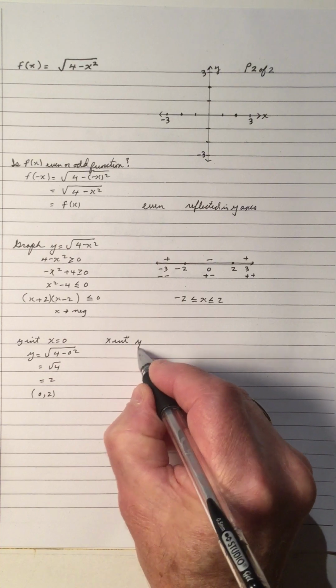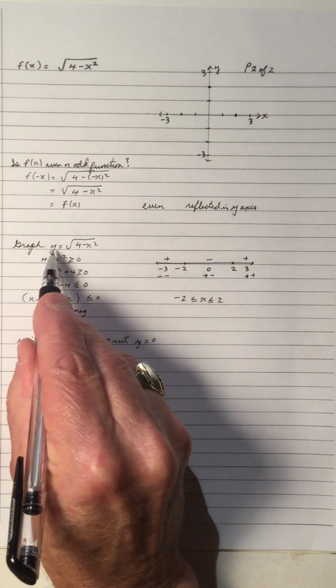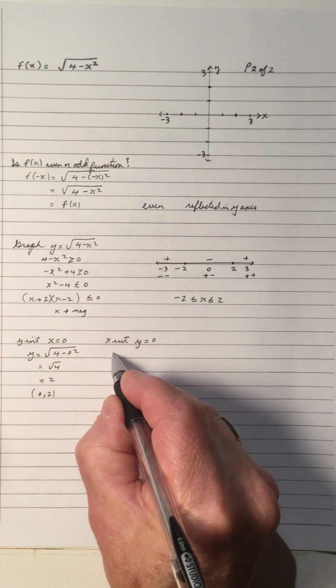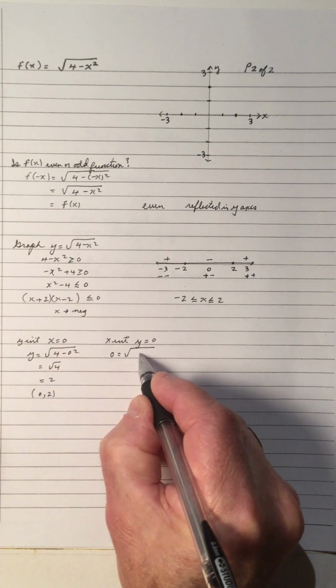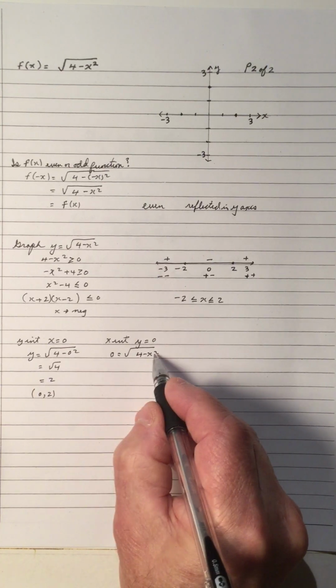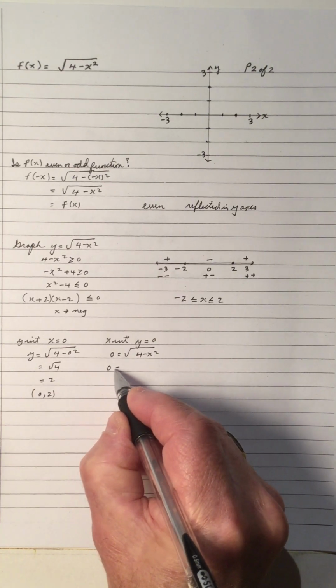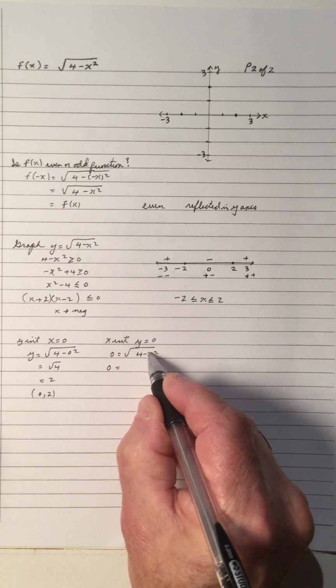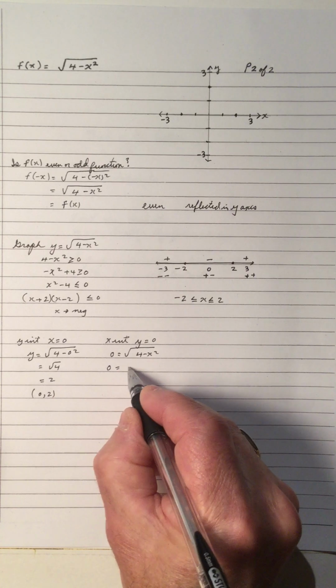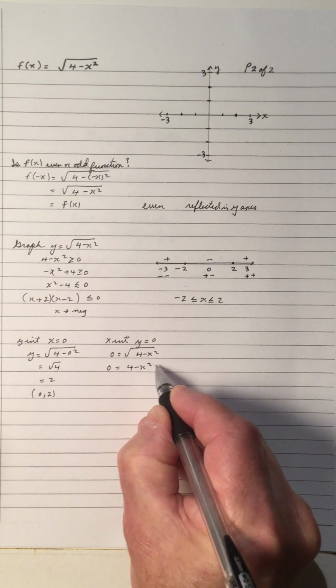The x-intercept is when you let y equal 0. So you take this equation and let y equal 0. So 0 equals the square root of 4 minus x squared. Square both sides. 0 squared is 0. And the root of 4 minus x squared all squared is 4 minus x squared.